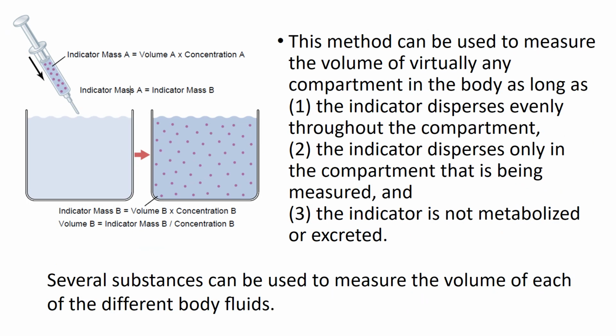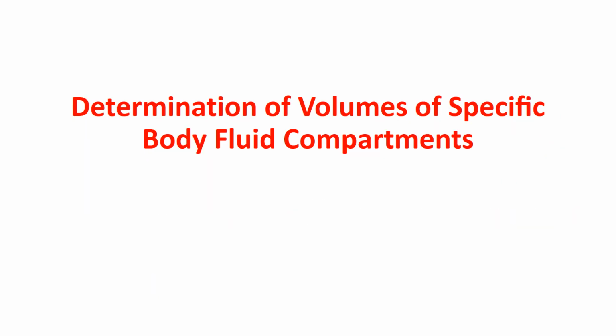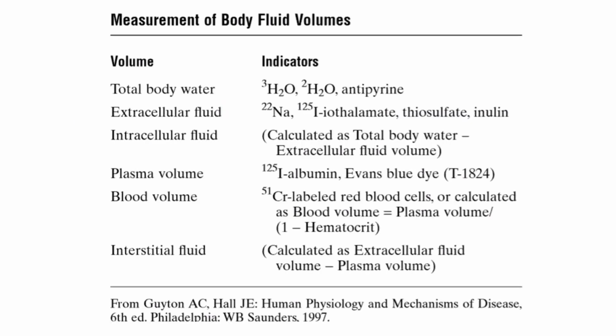This method can be used to measure the volume of virtually any compartment in the body as long as: 1. The indicator disperses evenly throughout the compartment, 2. The indicator disperses only in the compartment that is being measured, and 3. The indicator is not metabolized or excreted. Measurement of fluid volumes in the different body fluid compartments. The indicator dilution principle. Several substances can be used to measure the volume of each of the different body fluids.